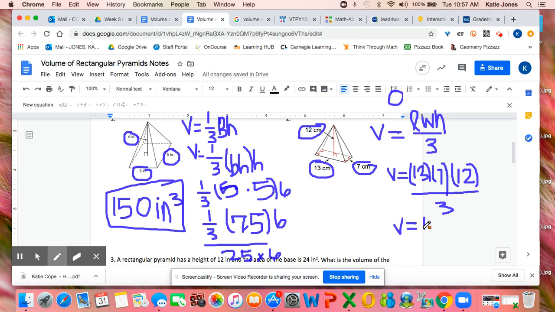So when I multiply all three of those numbers up top together, we get 1,092. And then we're going to take those and divide it by 3, because remember, it's a third of the volume of a prism. So divided by 3 is going to give us 364. So the volume for a rectangular pyramid is 364 centimeters cubed.